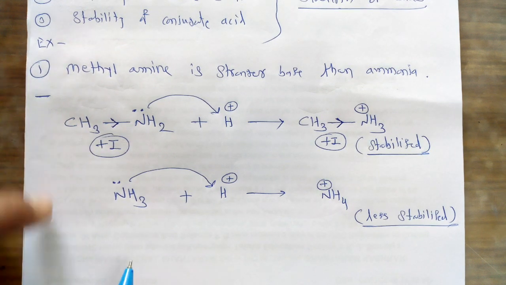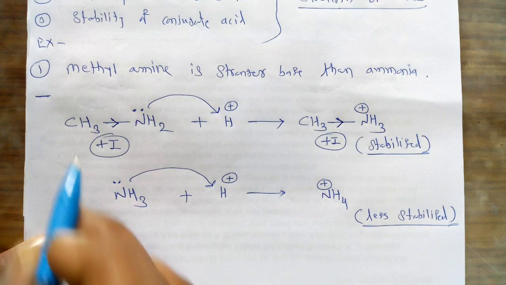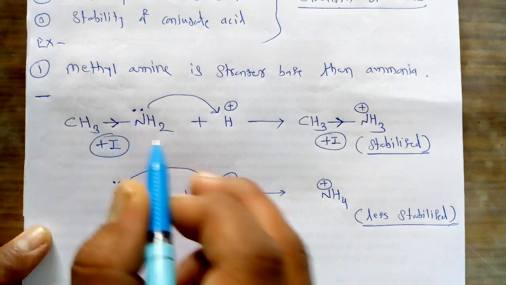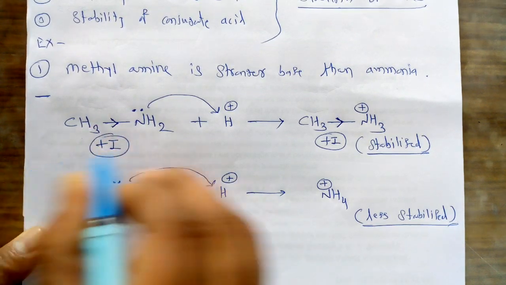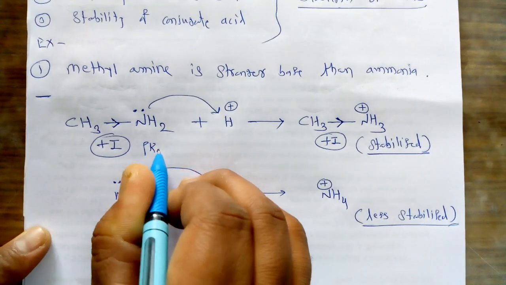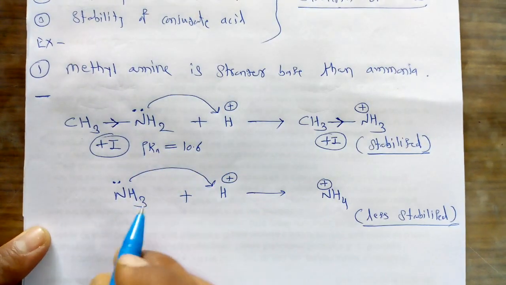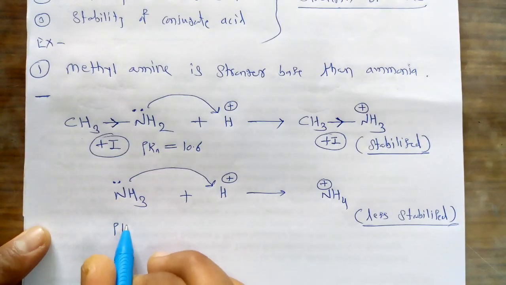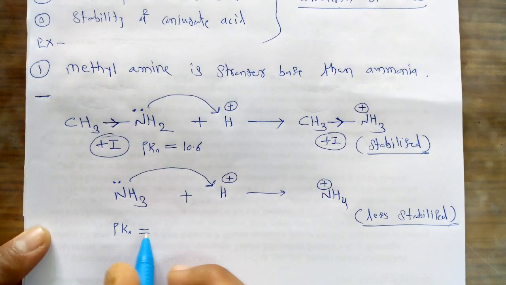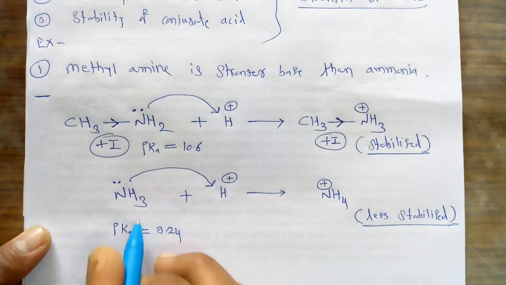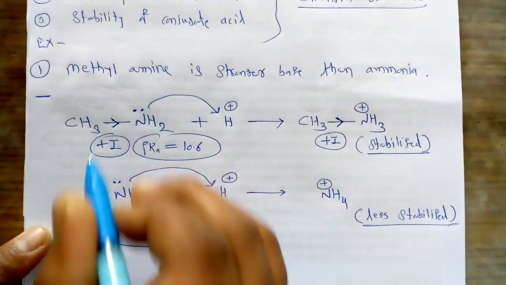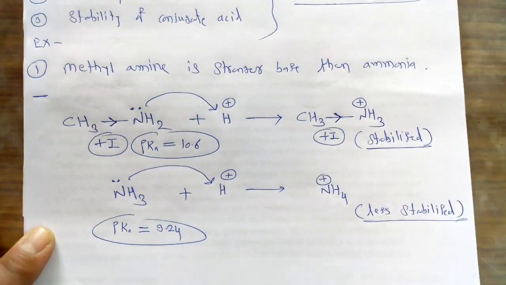So in this case, if we consider the pKa values, the pKa for this first compound, methylamine, is equal to 10.6, while in the case of ammonia, the pKa value is equal to 9.24. So these are the two pKa values. So we have to comment on the magnitude of this pKa value.